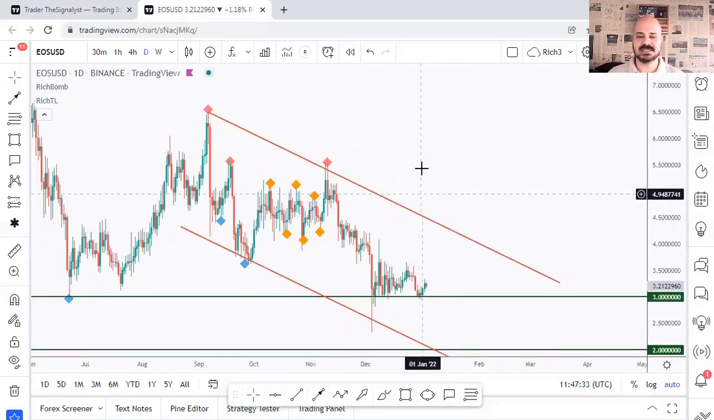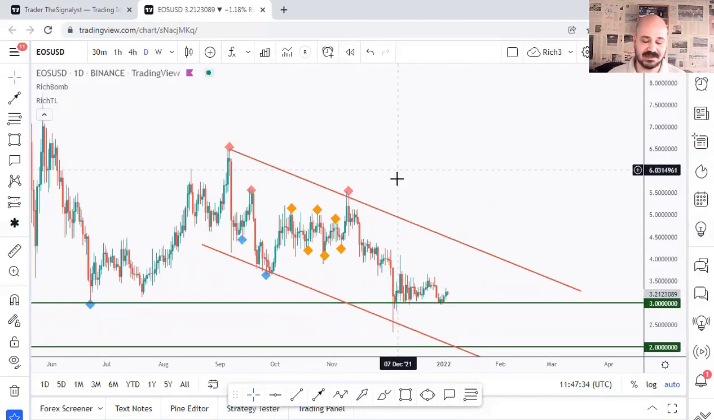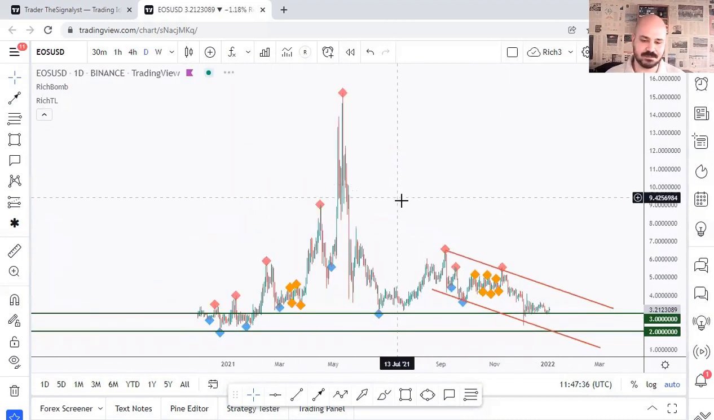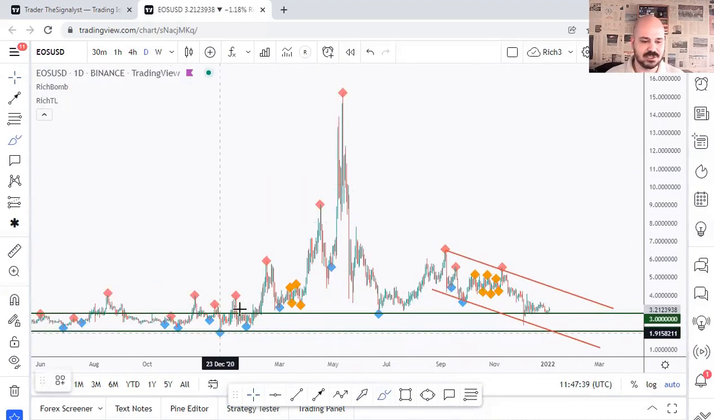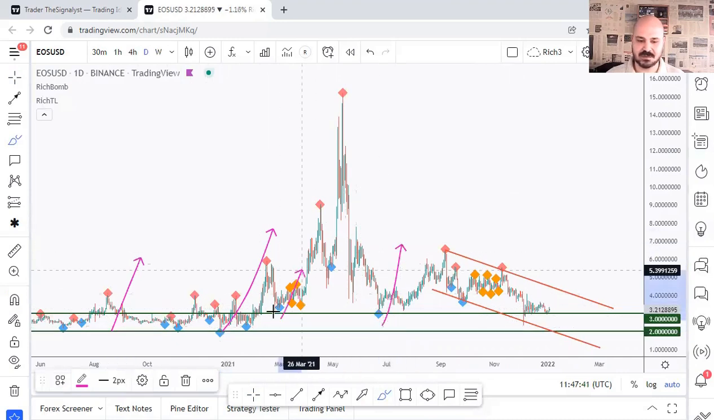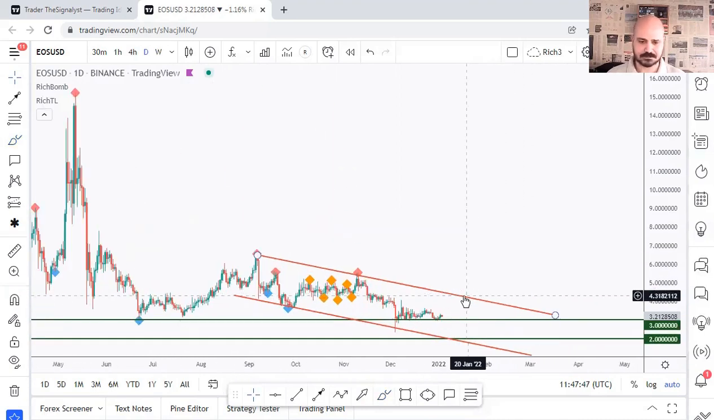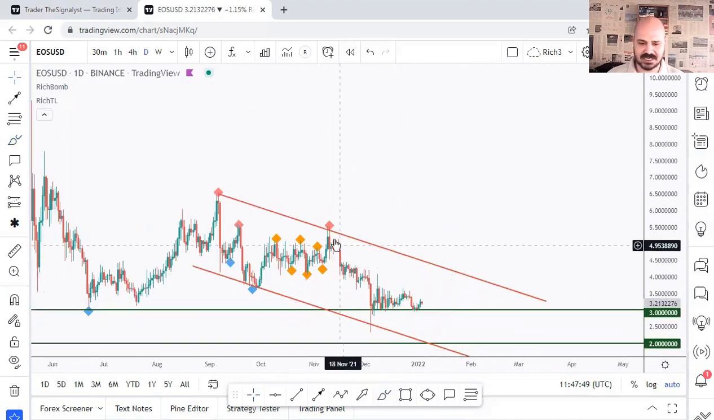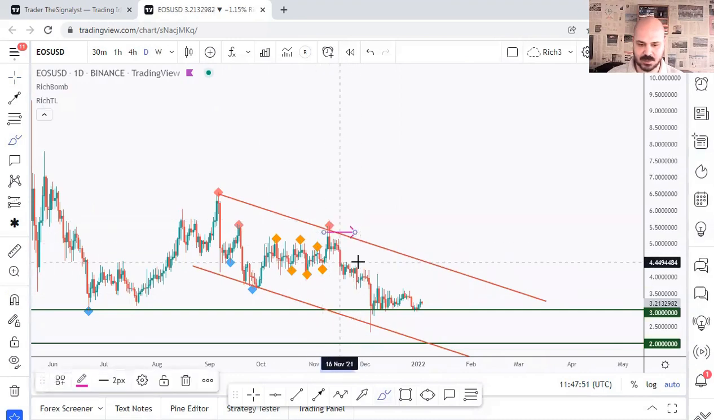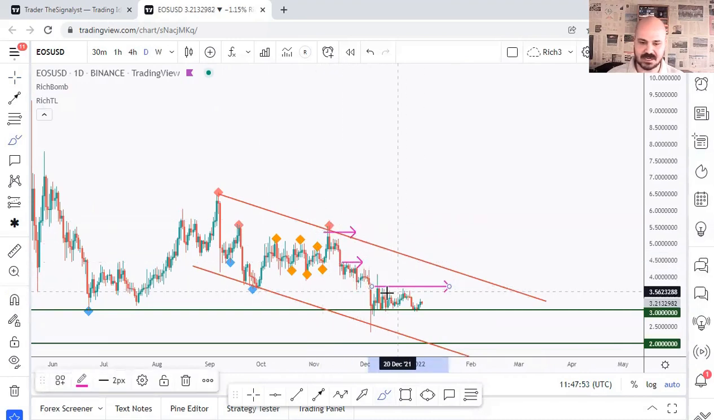Next we've got EOS, which is a great one, which I personally like. We have a support area, many rejections from its entire area, of course, as you can see. So it's not a laser line, it's from 2 to 3. Again and again, this is our last minor high. Here we go, high, lower high. This is our last minor high.